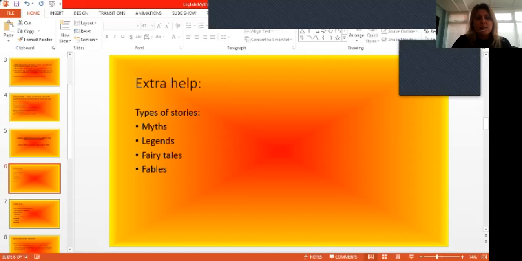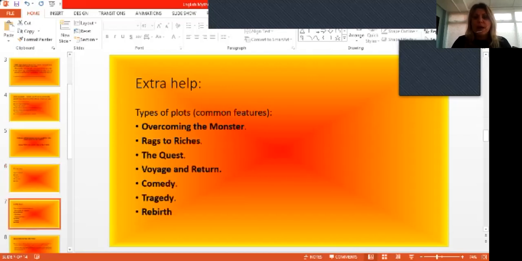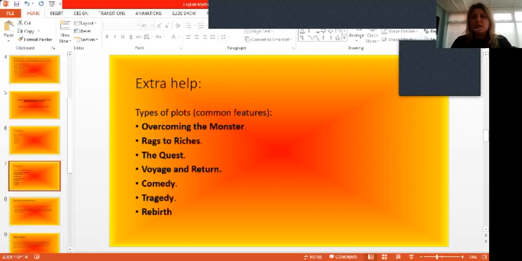Now something else that you can use to help you in terms of features and plots that they could have in common. I have included here a list of what they could be. So, for example, are they all overcoming a monster? Or is it rags to riches? So, somebody that is actually poor and then becomes rich or famous or successful? Or the quest, going against something in a longer journey? A voyage and return, for example, if you go into a particular magical world and then you come back.